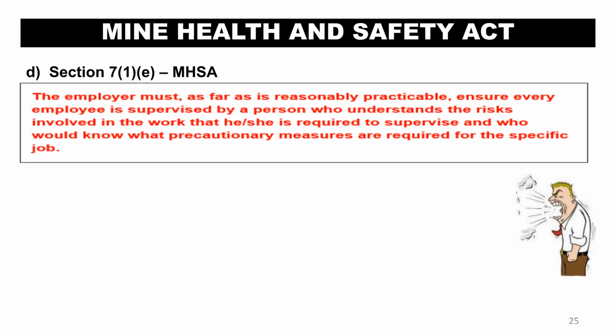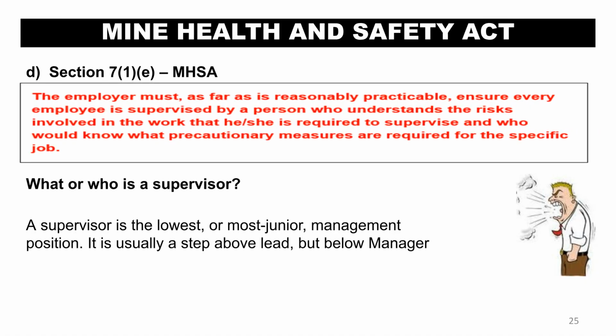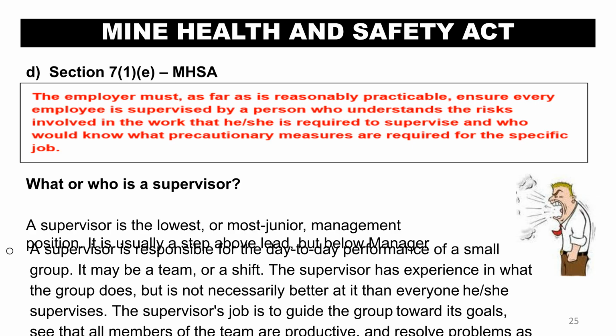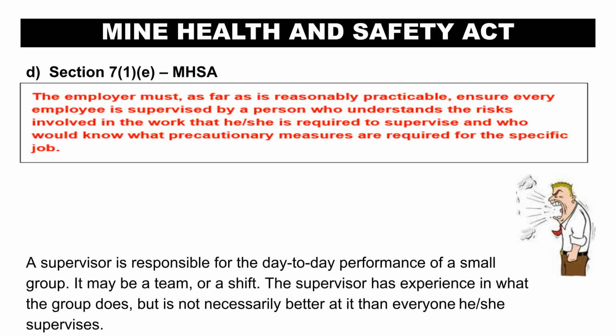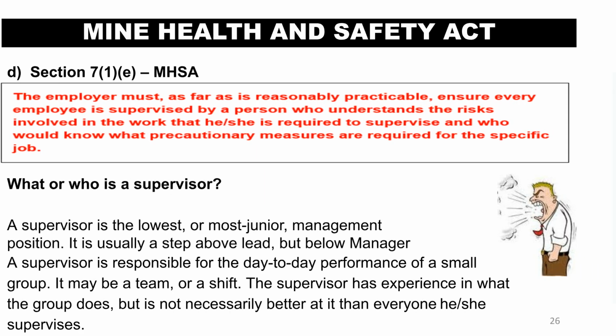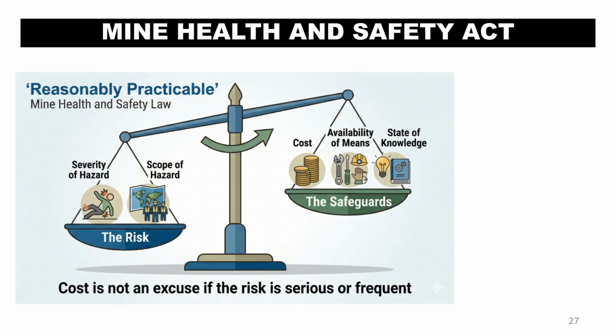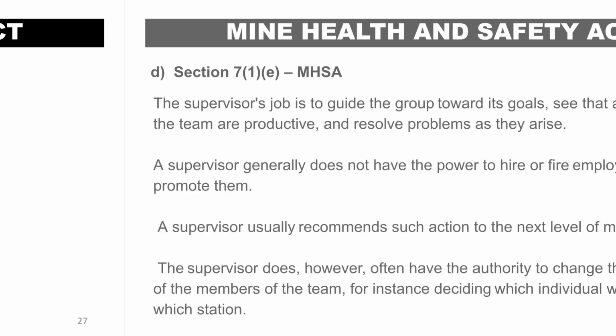Section 7(1)(e) addresses supervision. A supervisor is typically the lowest level management, responsible for day-to-day performance, guiding the team, ensuring productivity, and resolving problems. A supervisor has experience in the group's work and guides them towards goals. They aim for team productivity and problem resolution. They are typically a step above a lead position but below a manager. Supervision is essential for achieving mine health and safety objectives.